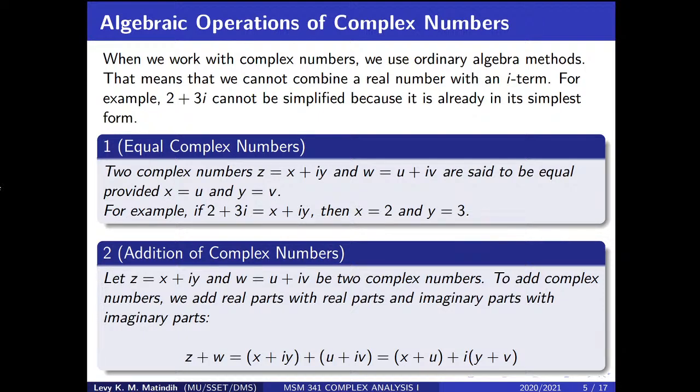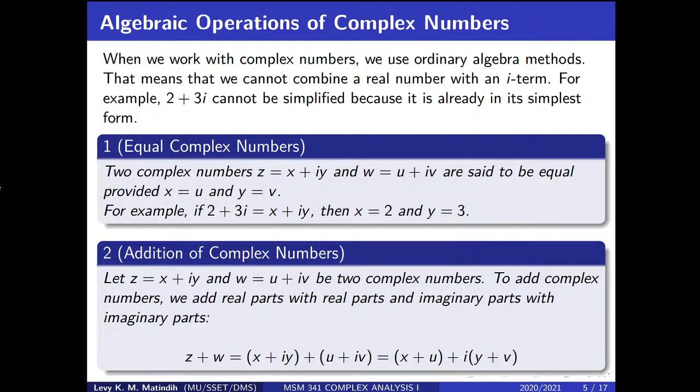So this is the one we have written down here. z plus w, remember z is equal to x plus iy, then plus w is equal to u plus iv. So you add the real parts. The real part of z is x, the real part of w is u, so this will be x plus u, then plus iy plus iv. Now the i is common, so this is the same as i times y plus v, which we have written here. You can factor out the i, and then you're going to have x plus u plus i times y plus v. So you add the real parts together and the imaginary parts together.